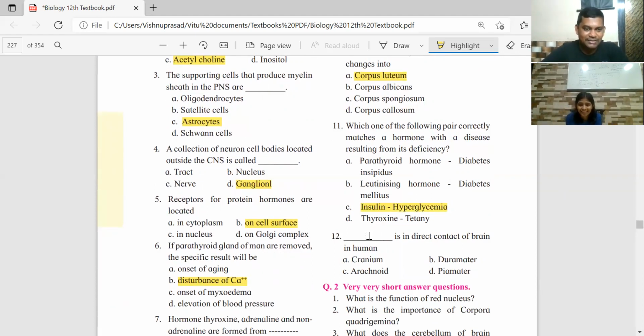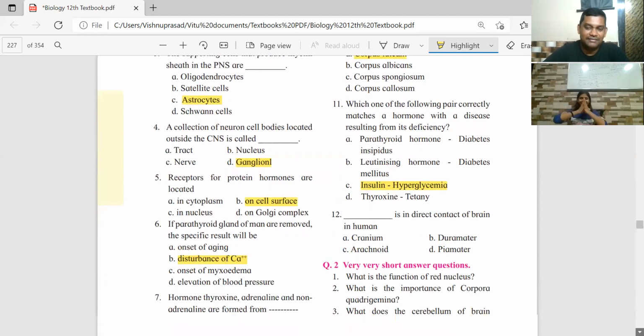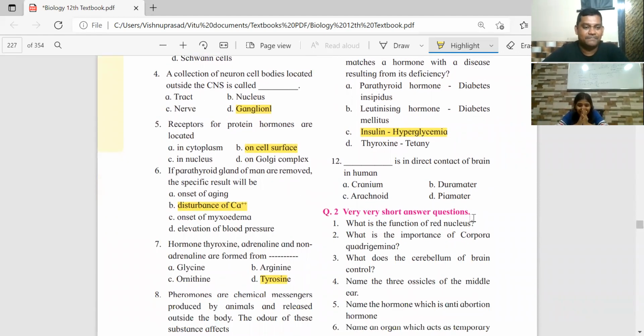Yeah. The last one: dash is in direct contact of the brain in human. Durameter, cranium... Direct contact with the actual brain. Which one? Wait. Durameter था ना? सबसे ऊपर brain box, that is the cranium. Then there are three meninges you have learned. Yes. Durameter. Middle one is arachnoid. Durameter, मतलब I'm right.